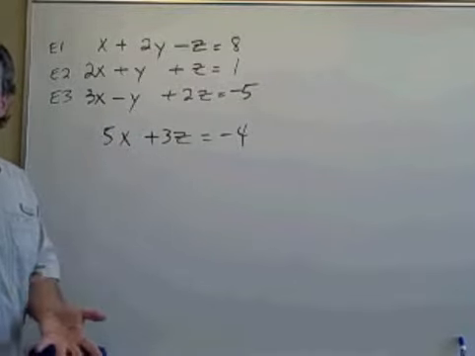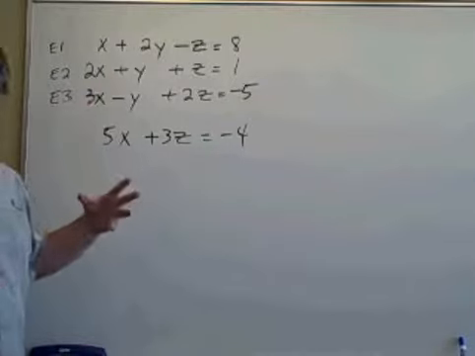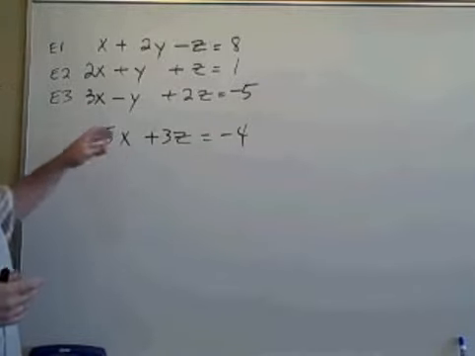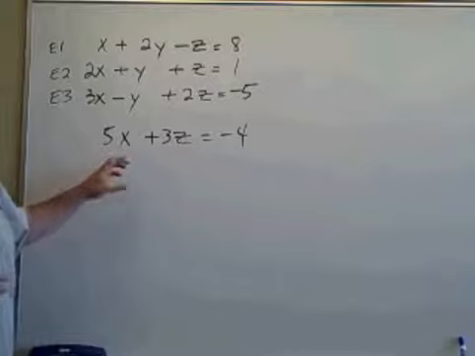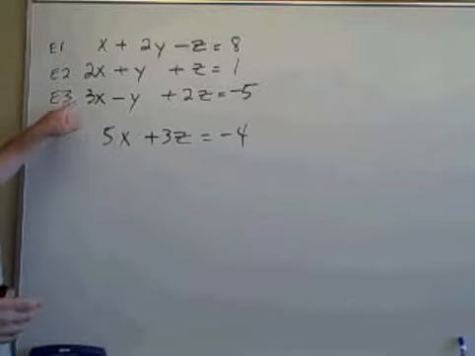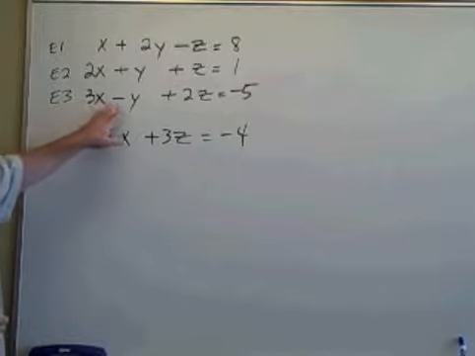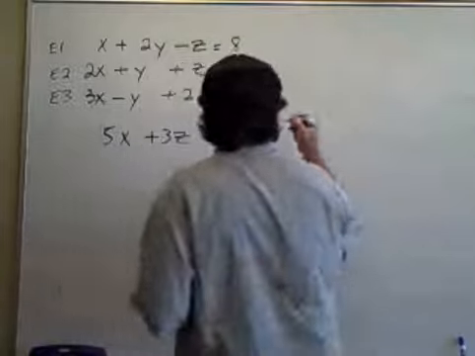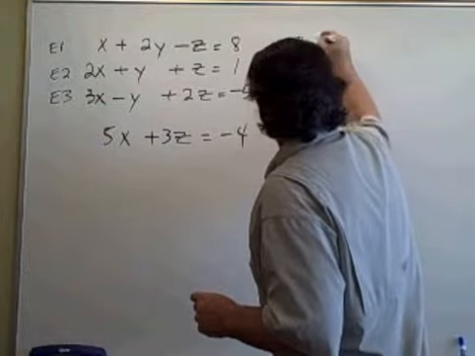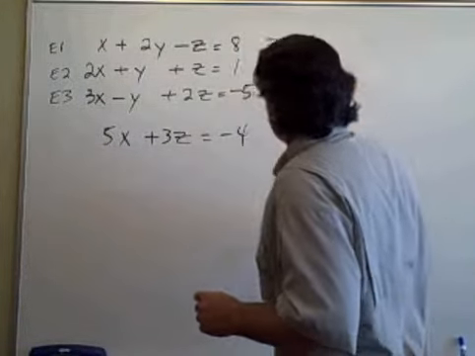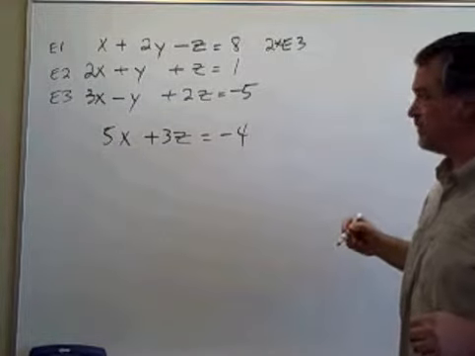I want to do that again. I want to work with a different pairing and create another equation that only has x and z. What if I take equation 3? I'm going to take equation 3 and multiply it by 2. I'm going to take 2 times equation 3.